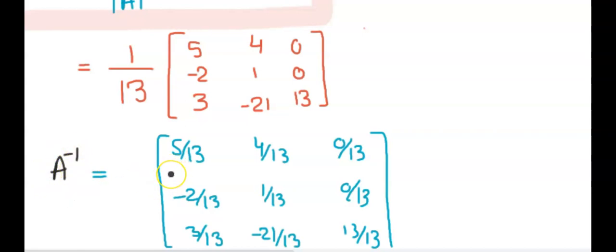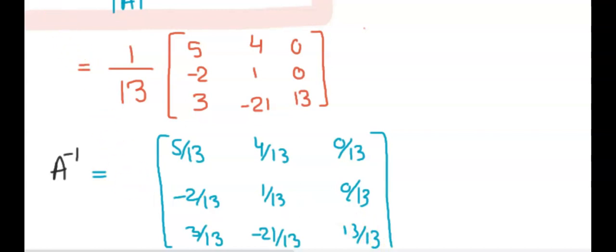You can leave the answer like that, but make sure you simplify as much as you can. Here you can simplify this one, 13 over 13. The others are a little bit difficult to simplify. If you want, you can write that one as 1, and that would be your inverse. You can do that in decimals as well.